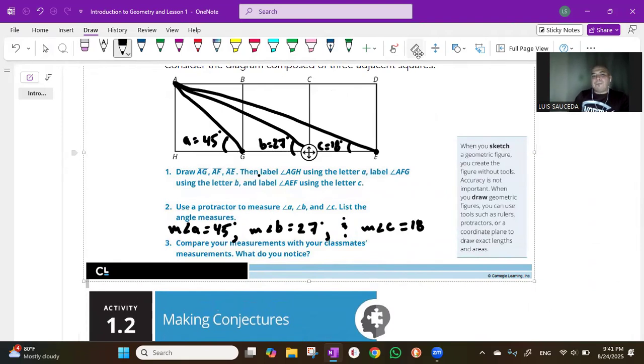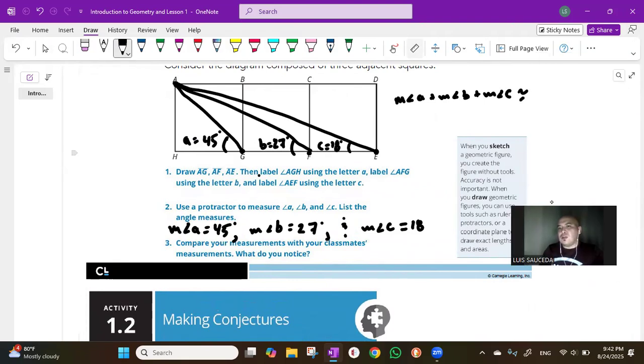So now, something else I want you guys to notice is if you add angle A, angle B, and angle C, what do you notice it's equal to? Or what's it close to? What number? So I want you guys to figure this out and notice something funny, okay?